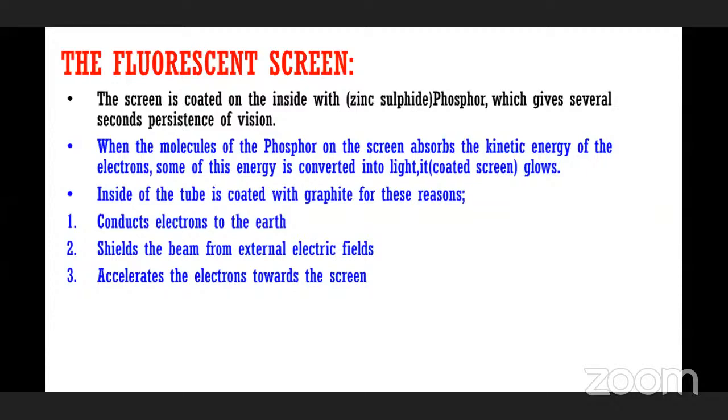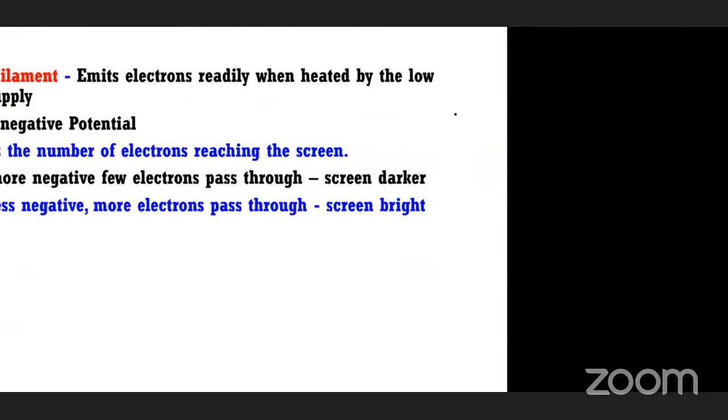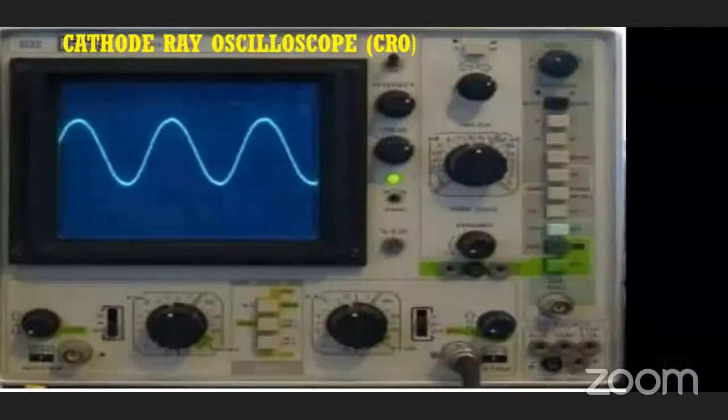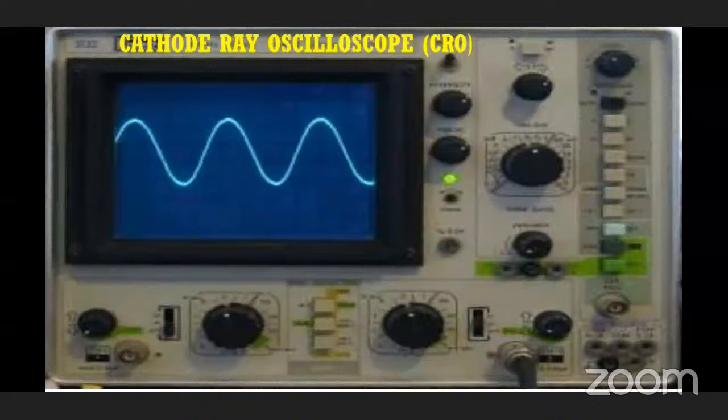So for this reason, the persistence of vision, a waveform is observed on the screen. And I think we can go back to something that can be shown on the screen. This one is now the waveform. So you can see the waveform, which is observed on the screen.